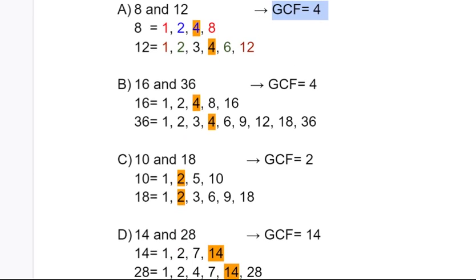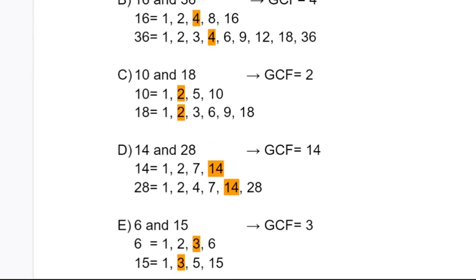16 and 36, I didn't color code them this time, but you get the idea of why we use these numbers. So basically 16, all the factors are here. 36, all of them are here. And out of this whole list, 4 is the greatest common factor.